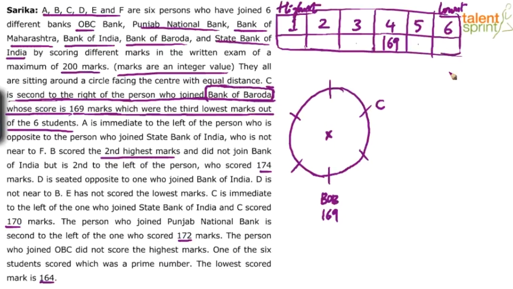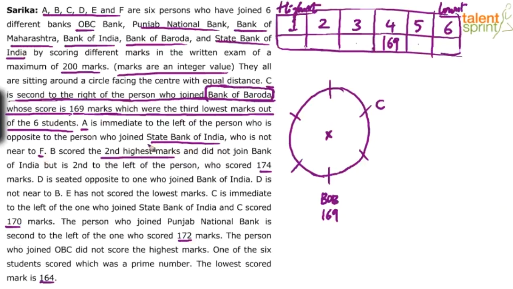Next point, A is immediate to the left of the person who is opposite to the person who joined State Bank of India, who is not near to F. Now, if you try to look at the second statement, it doesn't really connect with anything given in the first statement. See, in the first statement, we know about C, we know about Bank of Baroda, and we know about 169. But look at the second statement. It says A is to the immediate left of the person who is opposite to the person who joined SBI, who is not near to F.